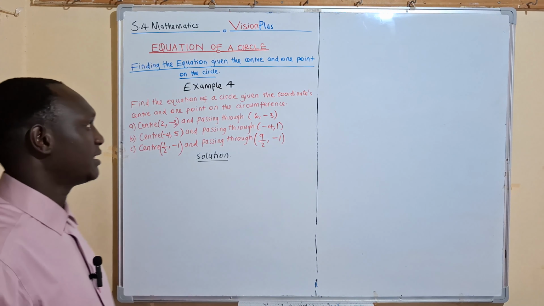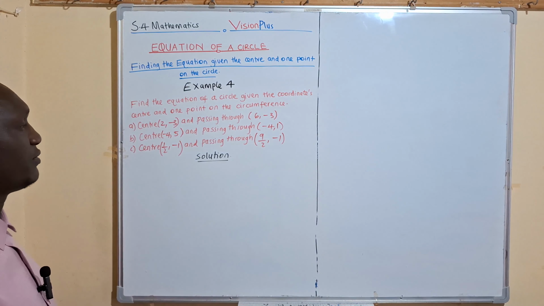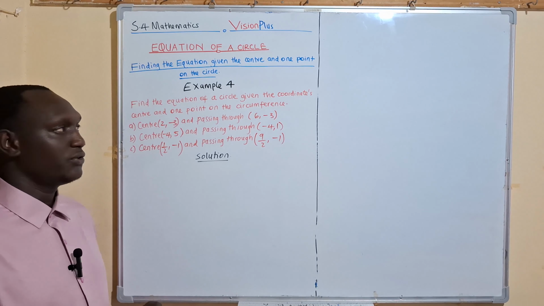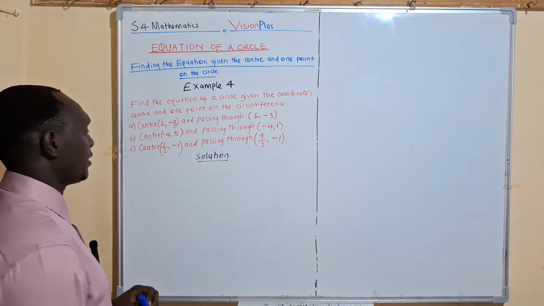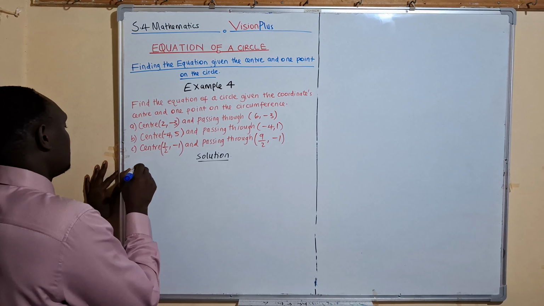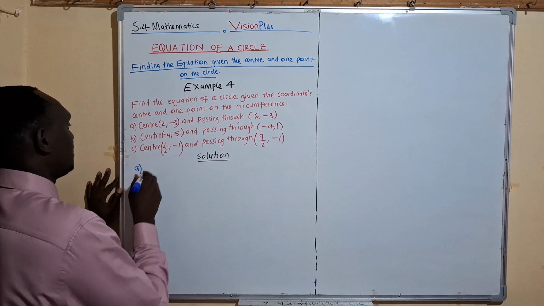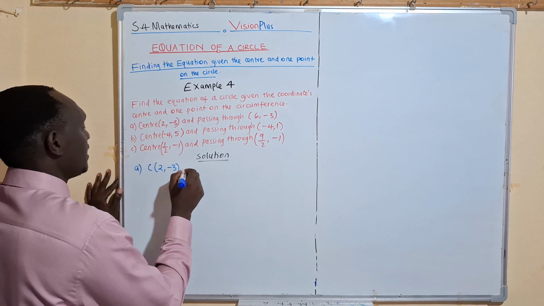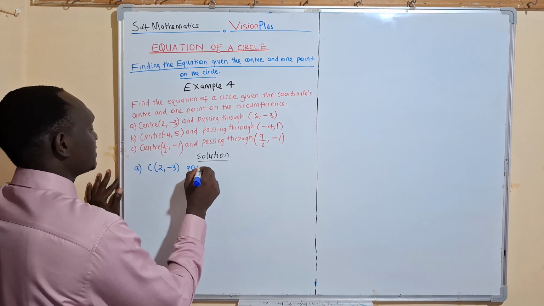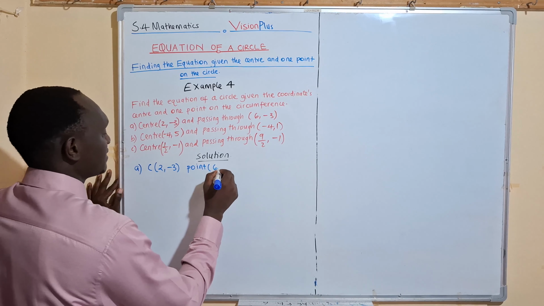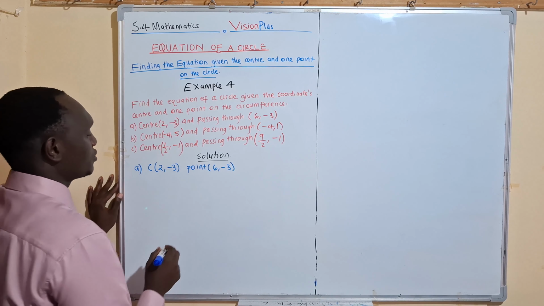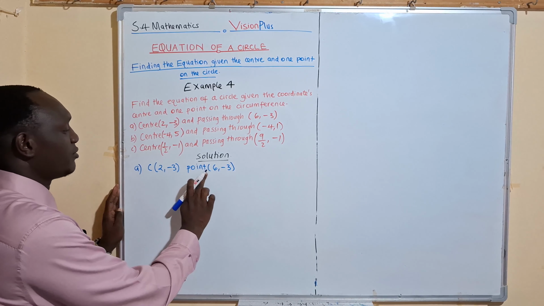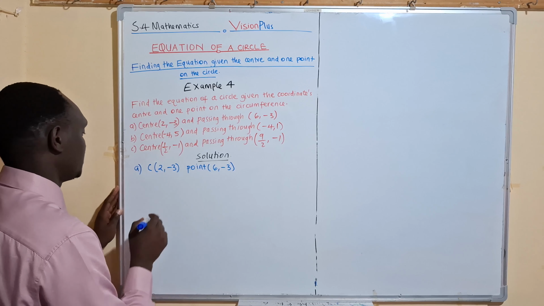We are looking at how we can find the equation of a circle when we are given the coordinates of the center and 1 point on the circumference. And we are doing example 4. Example 4 says, part A, we are given center (2, -3) and a point on the circumference (6, -3). So we are supposed to find the equation of this circle.